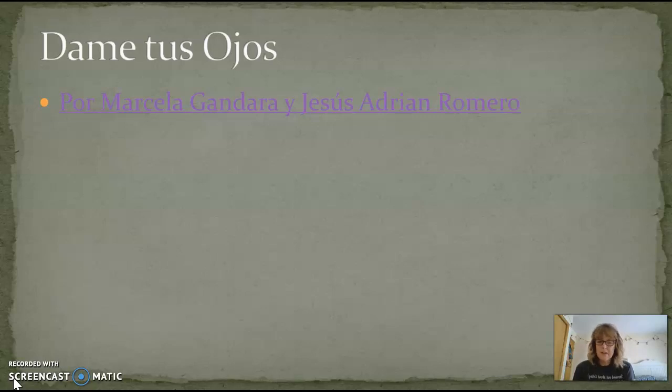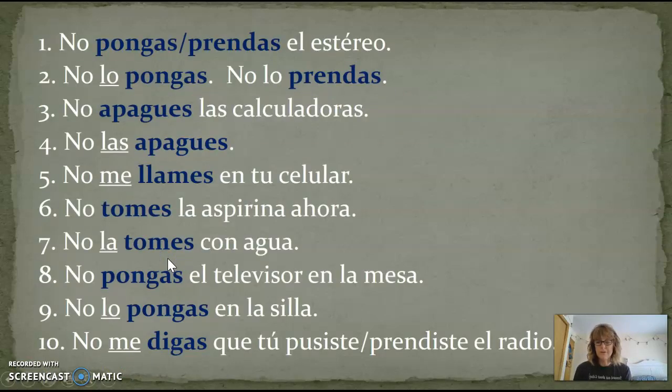Let's keep going. I would like you to take out your tarea escrita that you did for today that has the negative command forms that are the opposite of the affirmative ones I had you do the other day, like turn on the stereo, turn it on, turn off the calculators, don't turn them off. So I asked you to do the negative counterparts to those. So I'm going to go to the next slide. And there's the first 10.